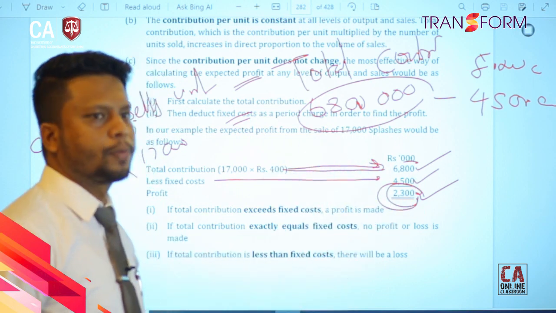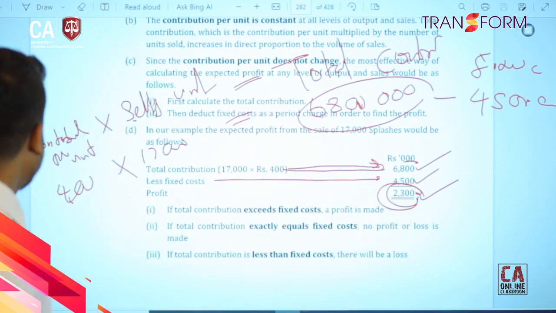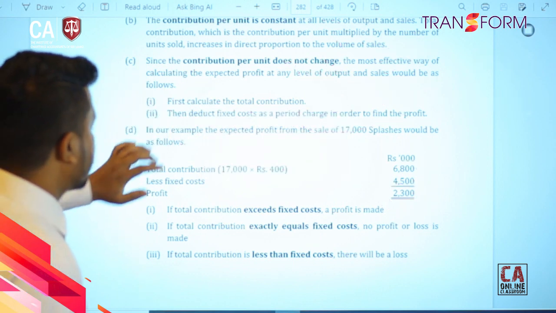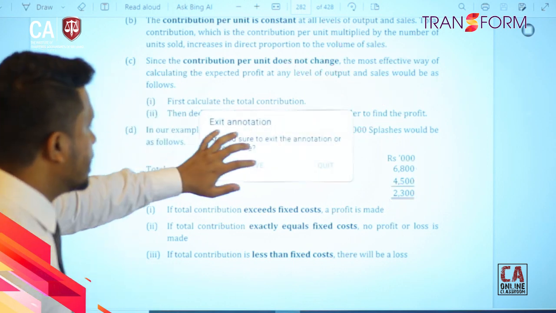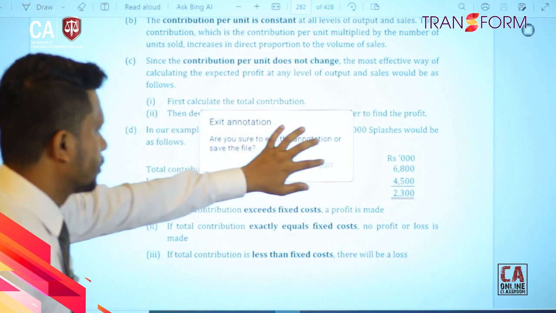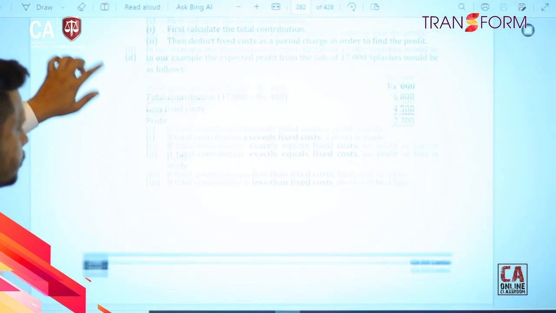Then you can easily calculate the profit. This is the way. This is the one advantage of the marginal cost method we use. Easily you can calculate the profit.